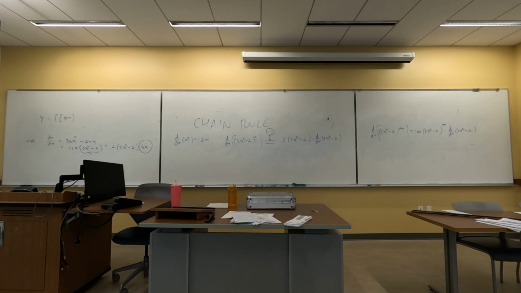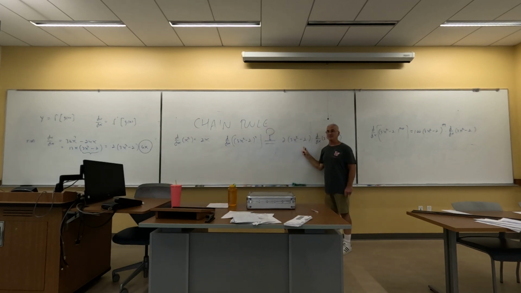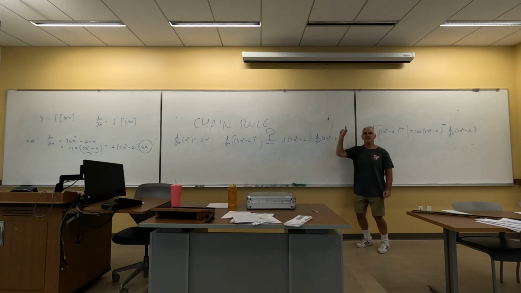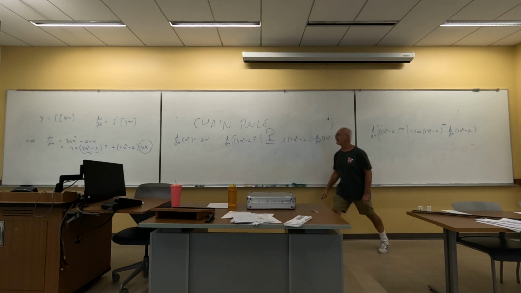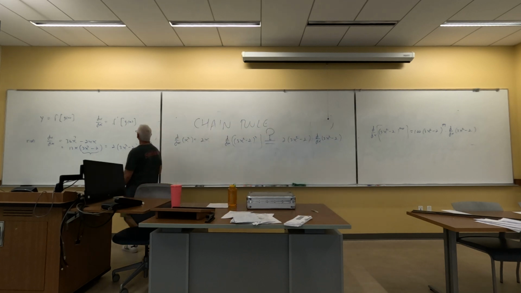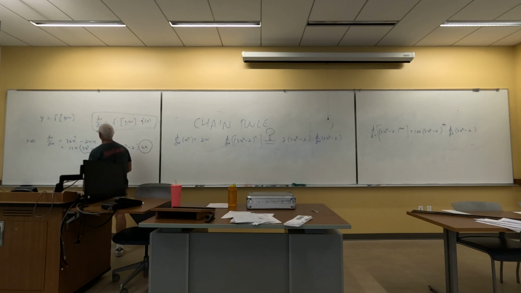x is still my independent variable, so the derivative is still dy/dx, but dy/dx is more than just f prime. When I did this the first time, that would be the f prime, wouldn't it? But then what's this? That's the derivative of the inside part. So what am I going to multiply by? That. And this is the chain rule.